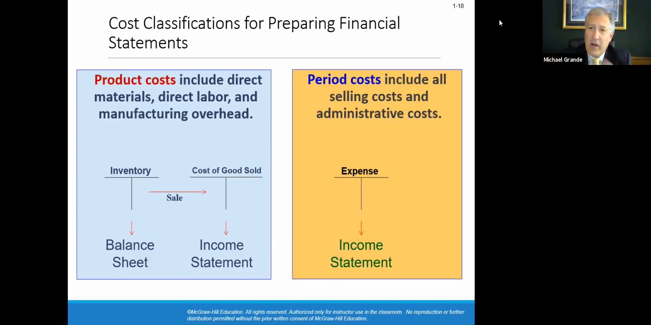When we sell that product, we make two journal entries. The first journal entry is to record the sale. Debit accounts receivable, credit sales revenue. And at the same time, we record the cost of that product. Debit cost of goods sold, credit finished goods. Matching principle, matching revenue and expense in the same accounting period. Period costs include selling and administrative expenses, non-manufacturing costs.